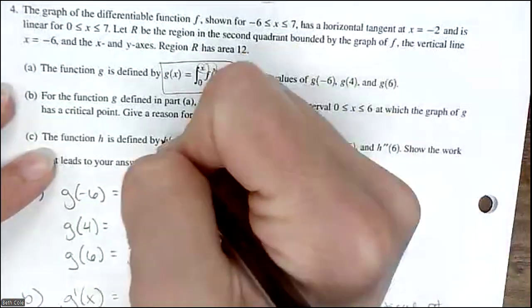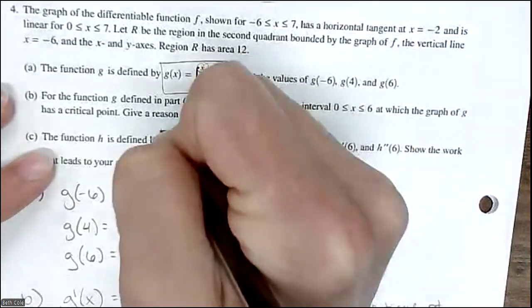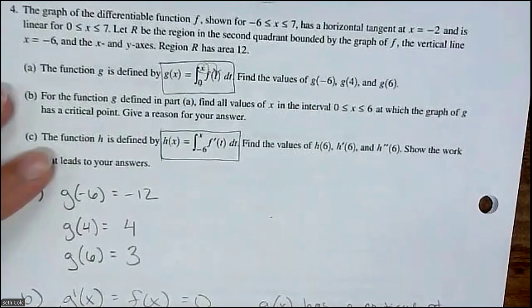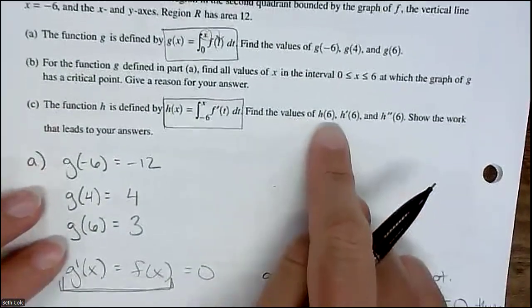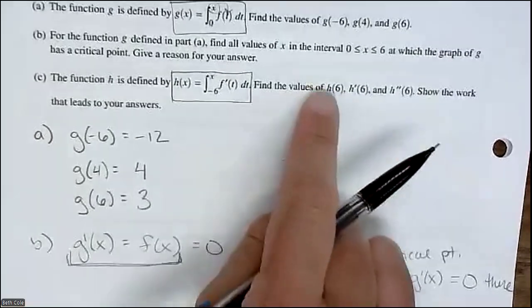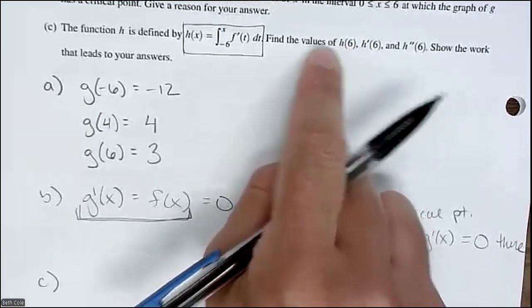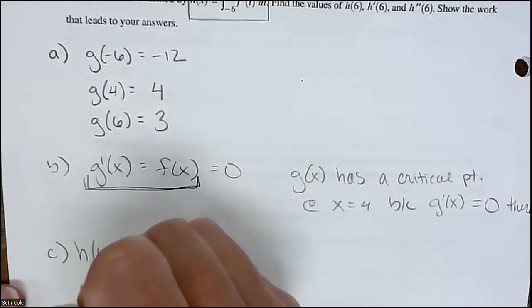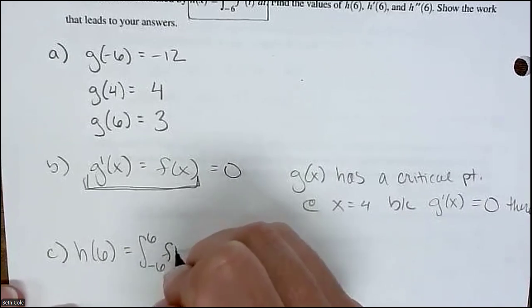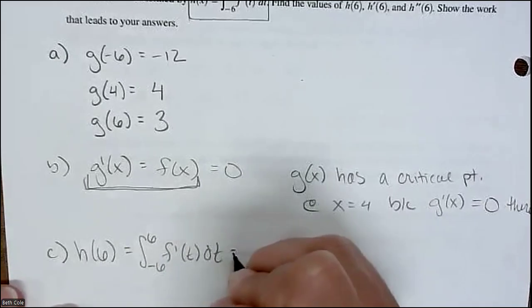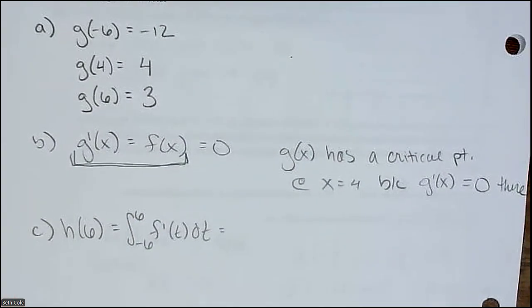Function H, so we have a new function now, is defined by this. And they love doing that, throwing a new function in at the end of the problem. All right. Find the values of H of 6, and so on. So let's do H of 6. We'll do them one at a time. If you plug in 6 here, I am going to show the supporting work for this, because you can't just look at a graph and say what the area is. You have to actually do stuff here.